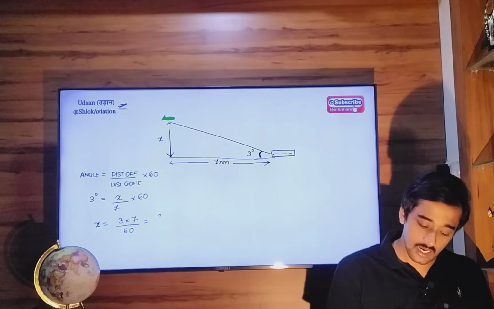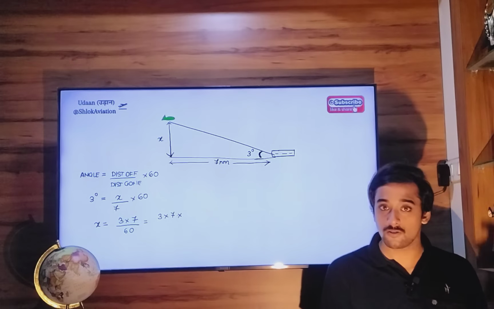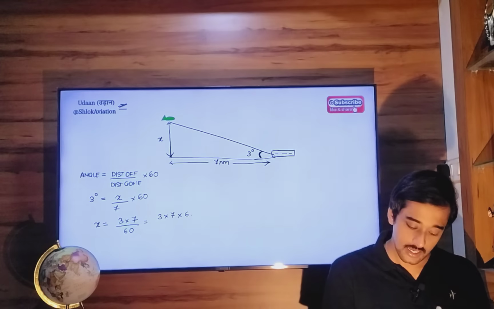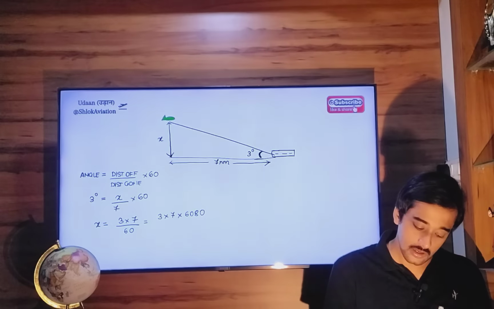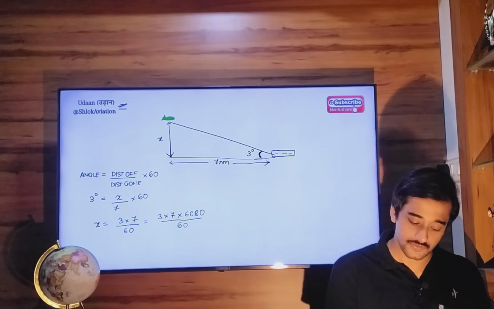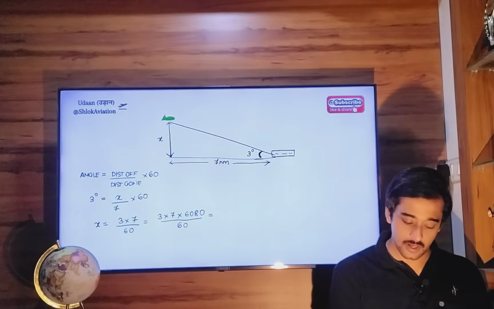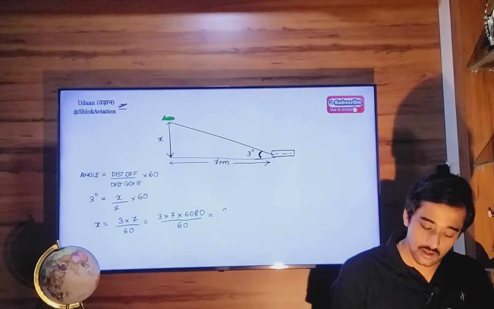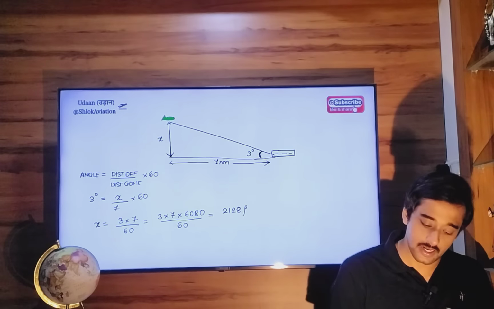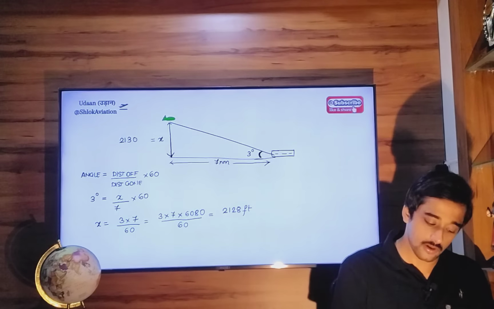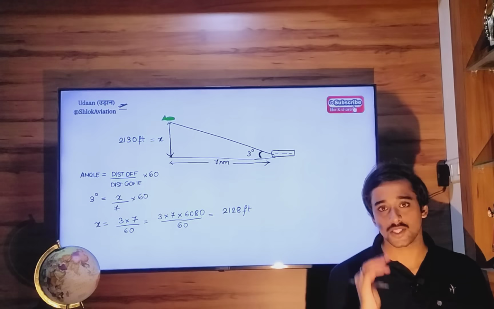Okay, convert this 3 into 7 nautical miles in terms of feet. 1 nautical mile equals 6080 feet. So 6080 divided by 60. 3 into 7, 6080 divided by 60 is 2128 feet. That means aircraft is approximately 2130 feet above the ground surface.